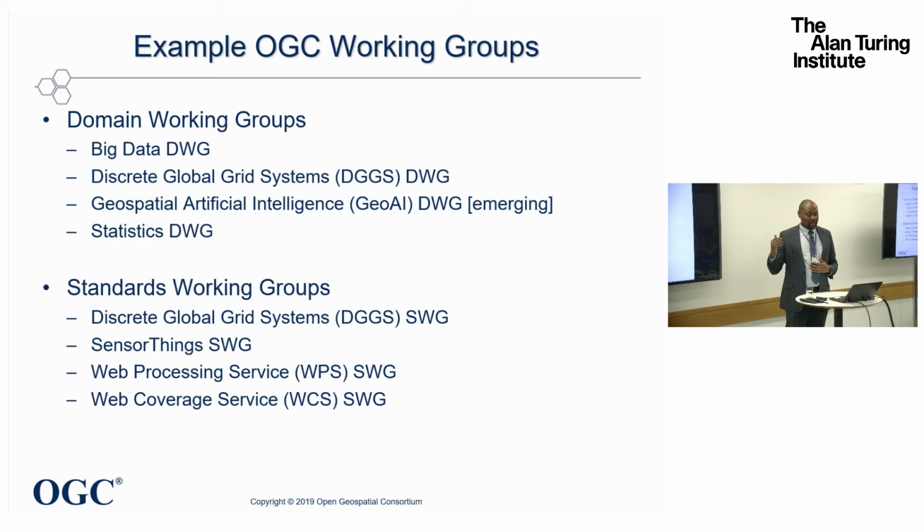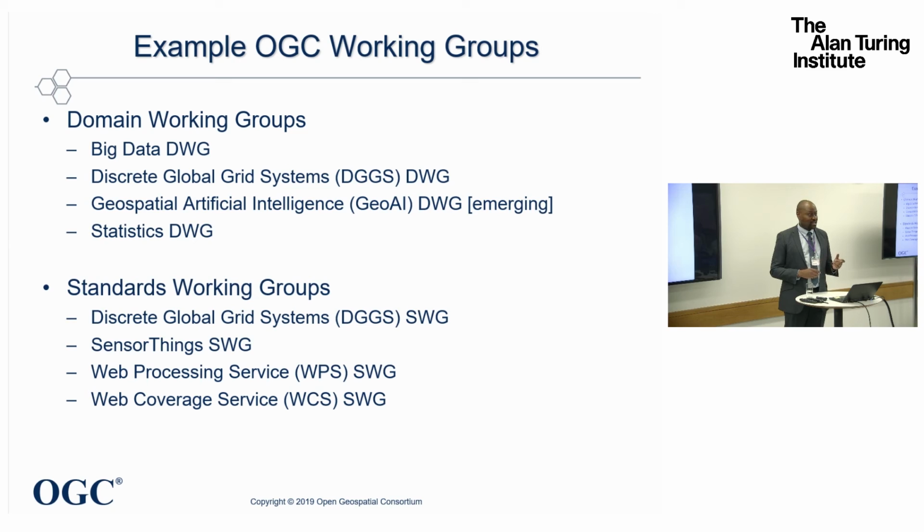There's also another DWG which is in the process of being established, which is the Geospatial Artificial Intelligence DWG. The community, or the member organizations that have been leading the work to establish this DWG, are literally spread across the world. We've got some that take part from Japan, Australia, the US, the UK. So it's quite an exciting time really to be involved in all these working groups.